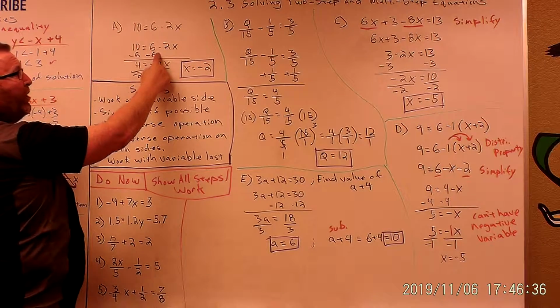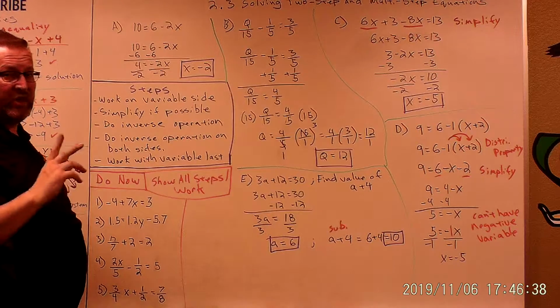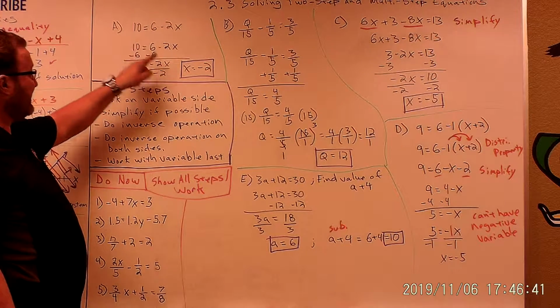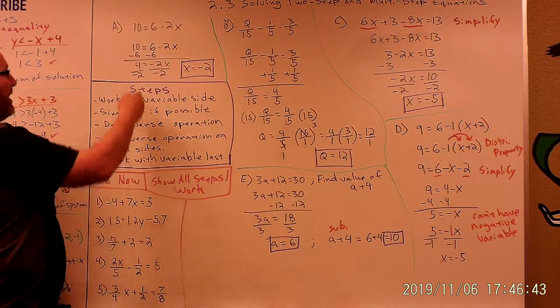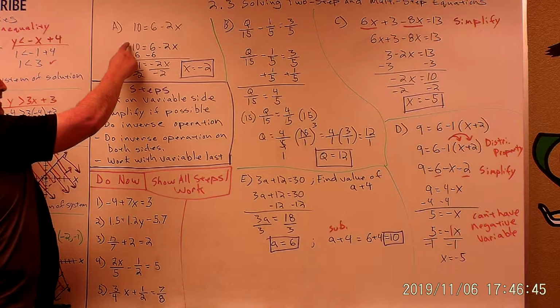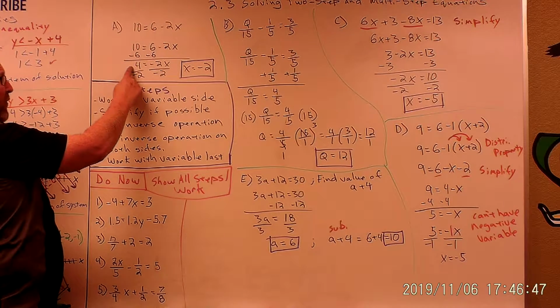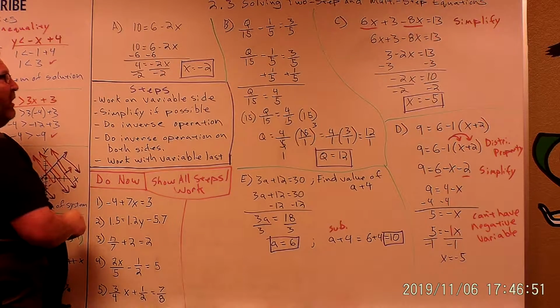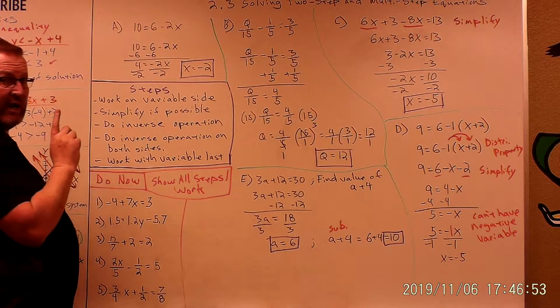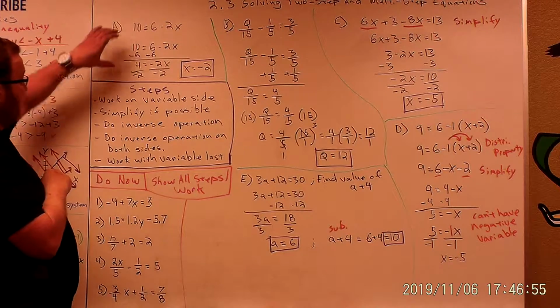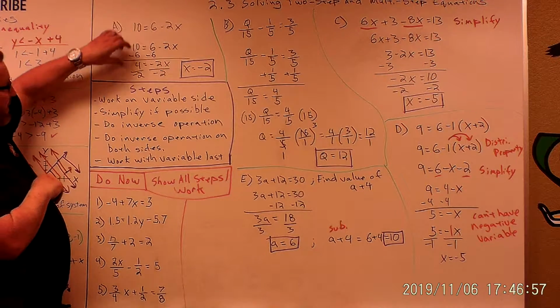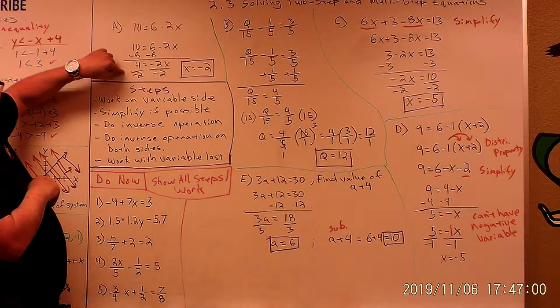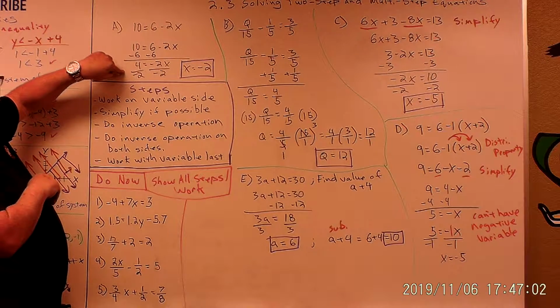So we're going to do the opposite of plus 6, which is minus 6. So we're going to subtract 6 from both sides. From here, this is going to cancel out our 6's. 10 minus 6 is 4. Bring down the negative 2x. Then from here, still following the same rules. Now look, this is where the multi-step comes in. This was our first step. Now we're down to being able to solve the rest of the problem.